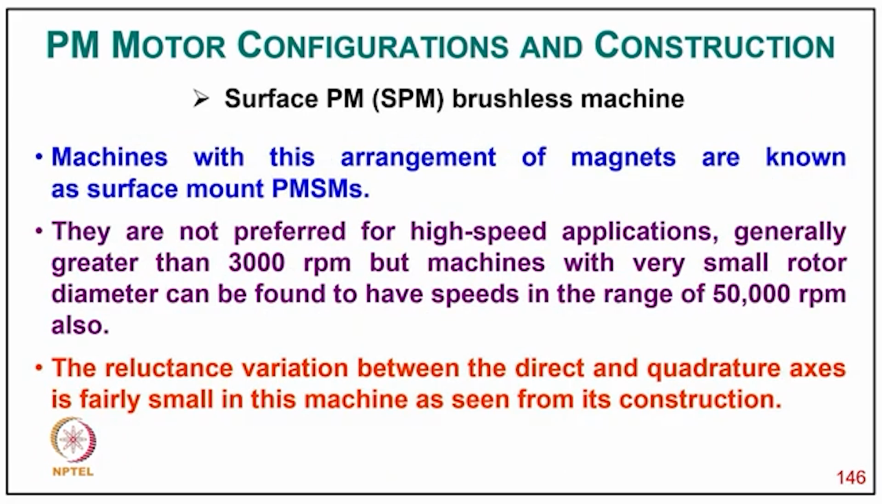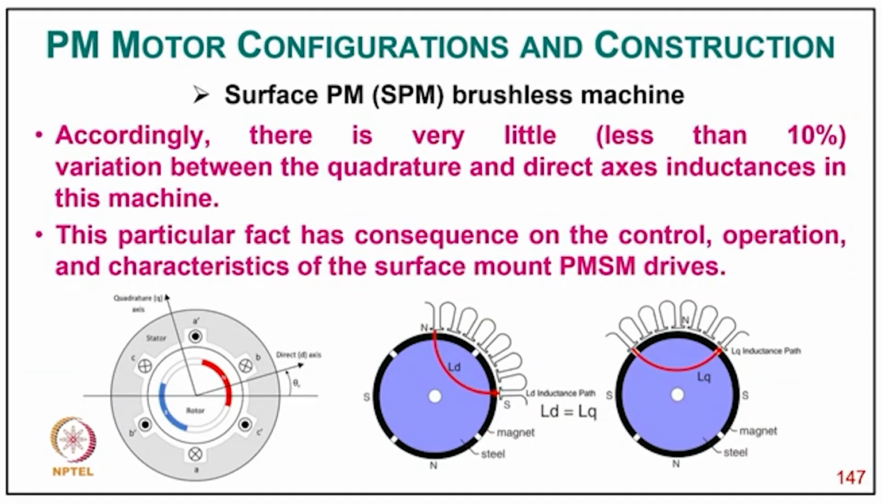So this surface magnet machine with this arrangement of magnets is known as a surface mounted permanent magnet synchronous motor. They are not preferred for high speed applications, generally greater than 3000, but a machine with a very small rotor diameter can be found with a speed in the range of 50,000. The reluctance variation between the direct and quadrature axis is fairly small in this machine, as shown from the construction. There is typically less than 10% variation between the quadrature and direct axis inductance, because mostly the surface is covered by the magnets. So this has a particular kind of control, operation and characteristic of surface mounted magnet.